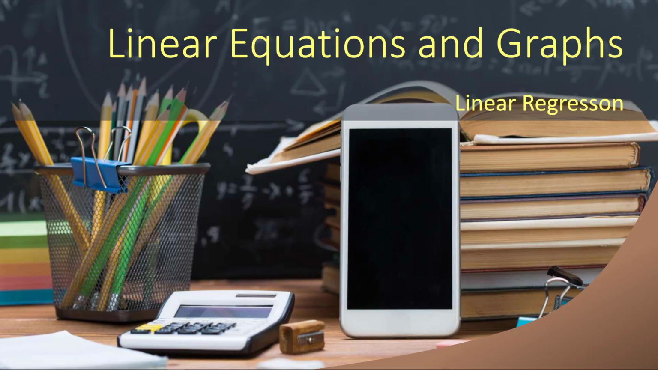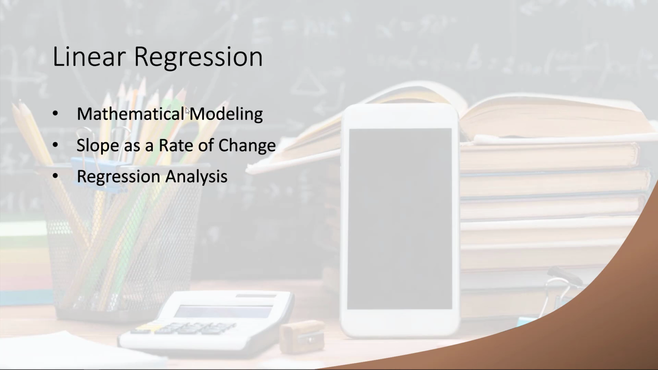Everybody, the purpose of this video is to go over section 3 of chapter 1 where we will talk about linear regression. First, we will talk about mathematical modeling, the ideas and the techniques behind it. We will discuss slope, and we'll discuss it from the perspective that slope is a rate of change between two quantities. And then we will discuss not necessarily the creation of regression analysis, but the application of regression analysis. In other words, if you actually have an equation which is a result of regression analysis, how can we actually use it?